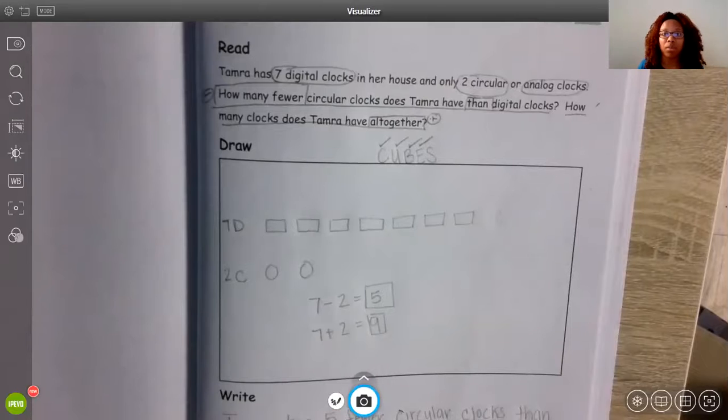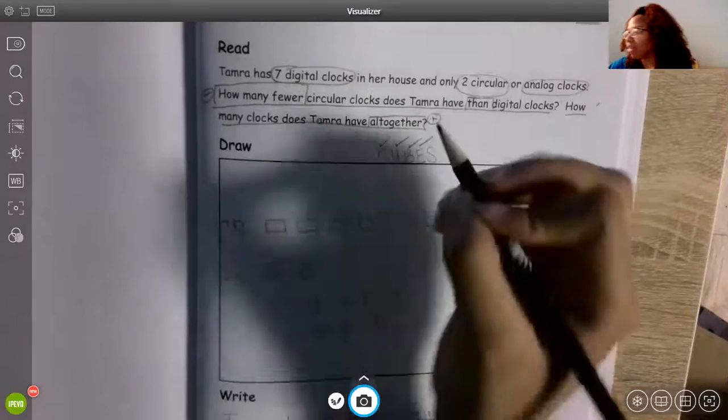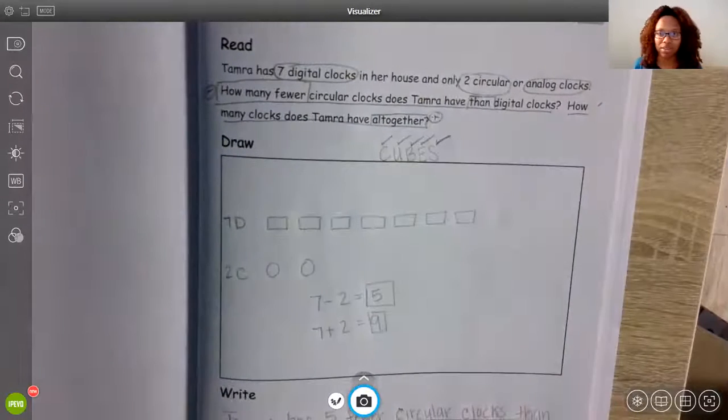Now that you've solved the problem all together, you can go ahead and check off the S and Q. And there you go. We have solved our application problem.